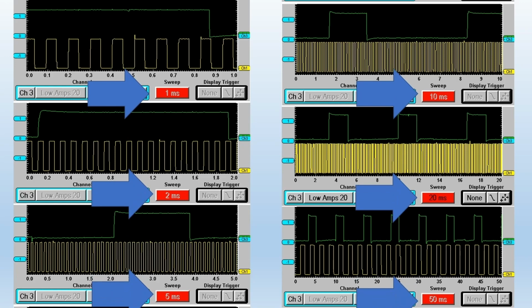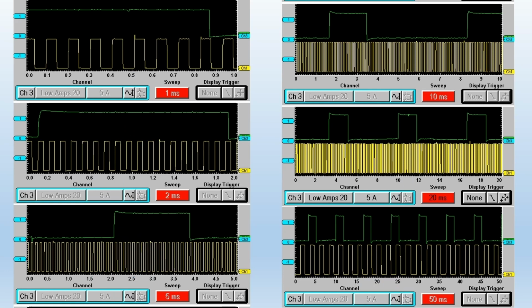Here is that same signal at multiple sweep times. I highlighted all the sweeps red. Starting in the top left corner, we are at just 1 millisecond of sweep, and that is for the entire screen, not per division. So in 1 millisecond, there are about 10 squares.